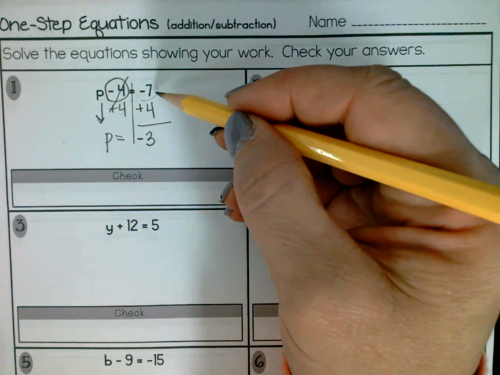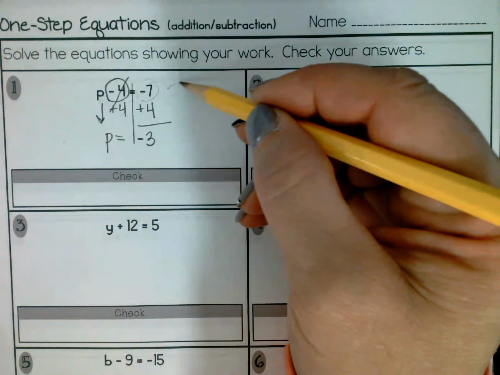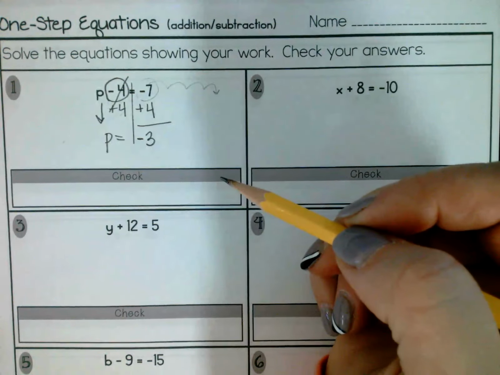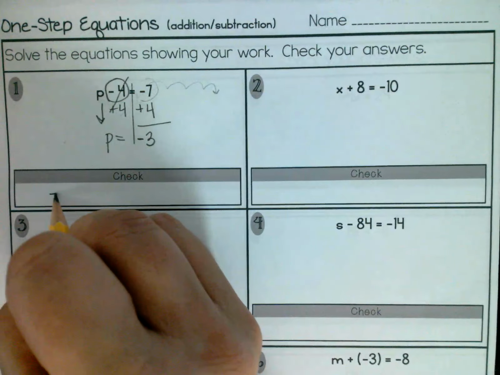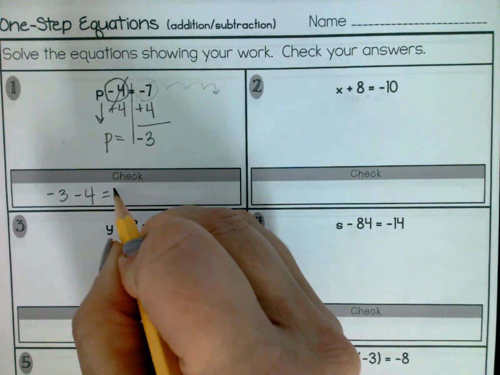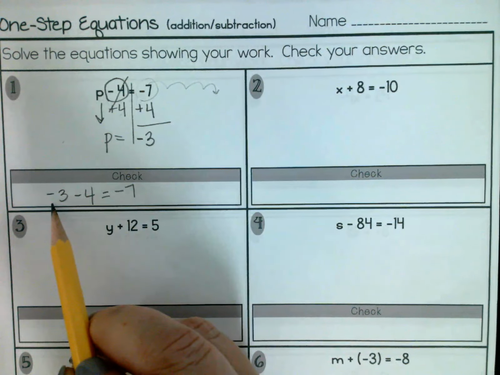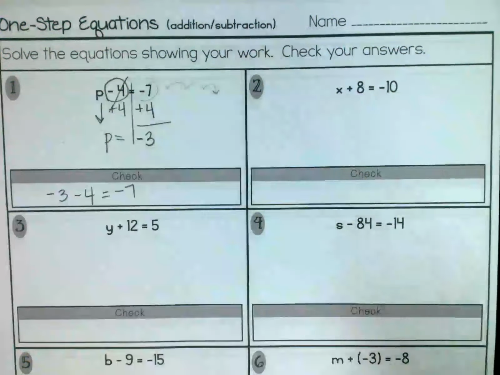Or some of you just know if you start on a number line at -7 and move 4 to the right, because it's a +4, you would end at -3. To check my work, I would do -3 minus 4. Does that equal -7? If I start on a number line at -3, move 4 to the left, I do end at -7.